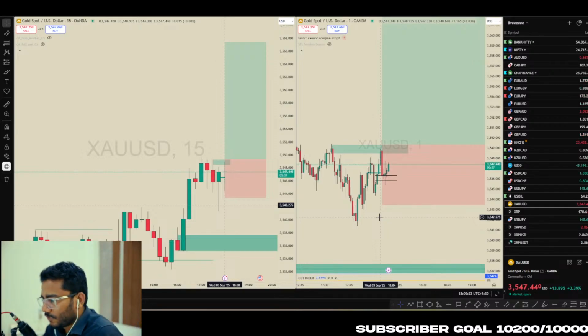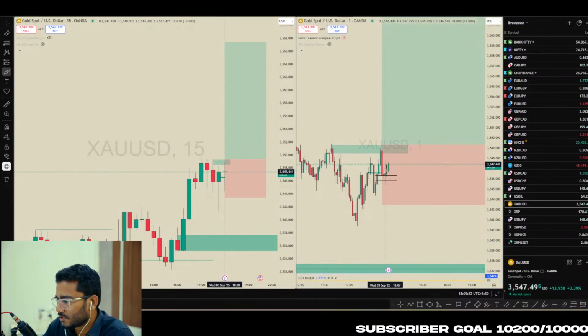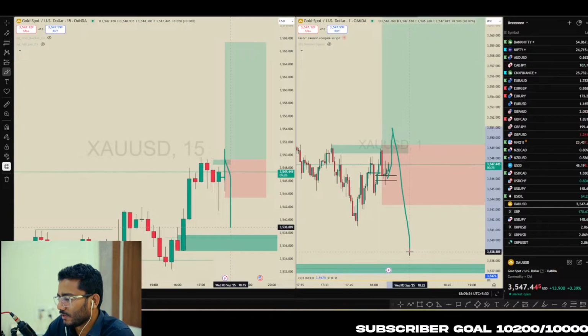Price should quickly break this high. If it consolidates, then momentum is not to the upside. Probably it will just sweep these highs. So it will just sweep the highs and then it will continue downside.